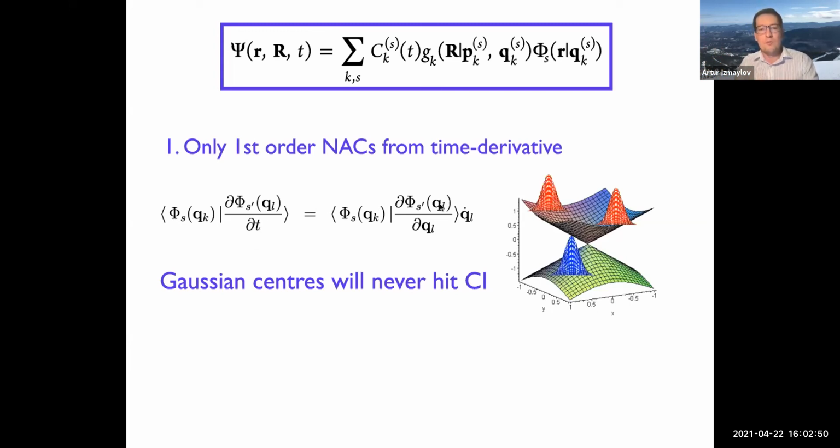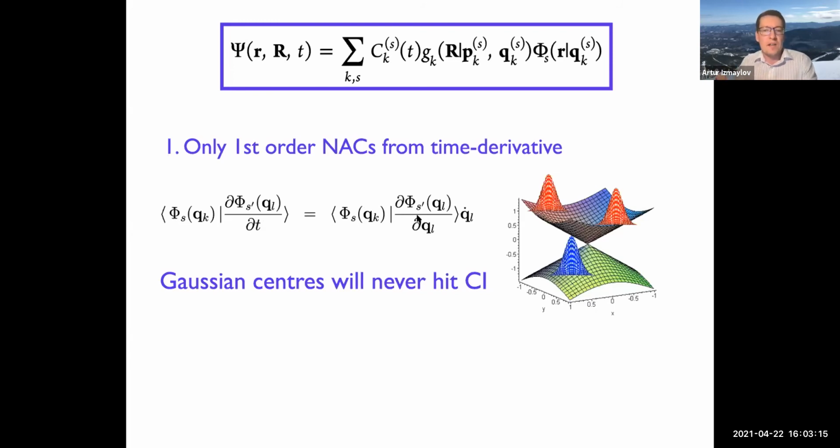According to the chain rule, you need to differentiate whatever electronic function depends on time, and that is the center of the Gaussian. The nice thing about this is that, because it's a first derivative with respect to time, we only have first-derivative non-adiabatic couplings, and those have a lower degree of divergence. It's like 1 over gap instead of 1 over gap squared, and they can be integrated.